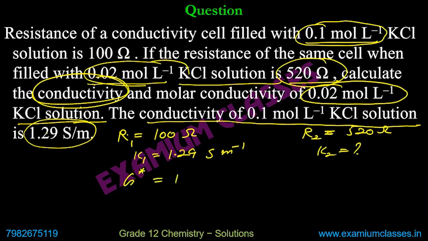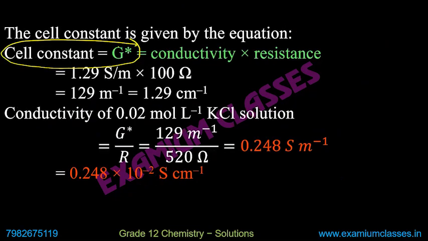Cell constant is conductivity into resistance. So what you can say, because this will remain constant and it is equal to kappa R, means kappa 1 R1 will be equal to kappa 2 R2. Both represent cell constant. So here you calculated cell constant. There are two ways. Either you first calculate the cell constant and then use it, or use kappa 1 R1 equals to kappa 2 R2. Same thing. You will get same answer.